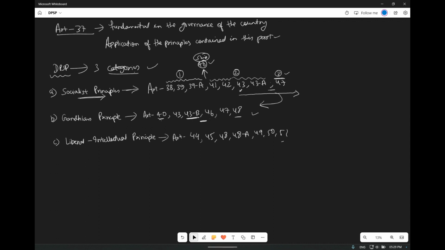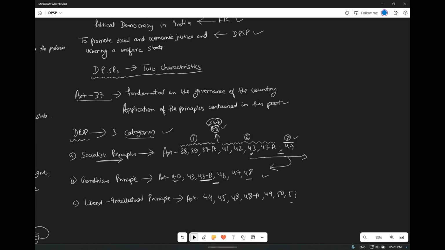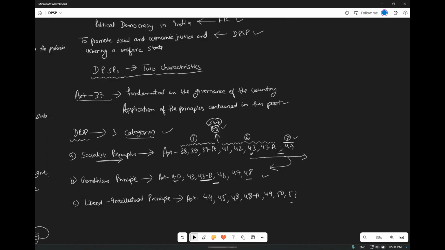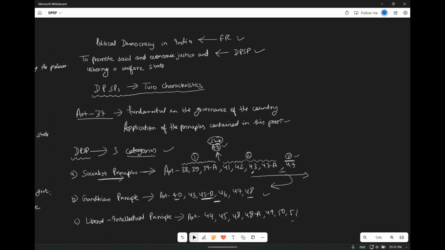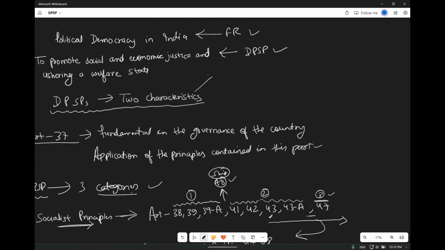So this was all about this lecture. I guess you have understood what exactly the characteristics of the DPSPs are. One thing that I missed: I told you in the start that DPSPs have two characteristics. What were the two characteristics? One characteristic is that they are not enforceable by any legal process.